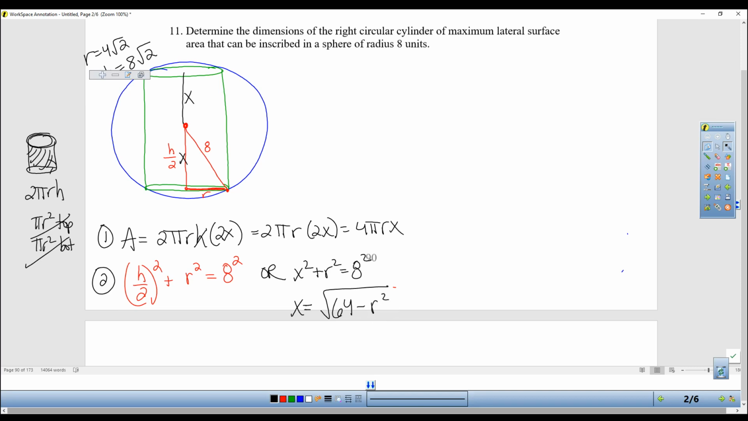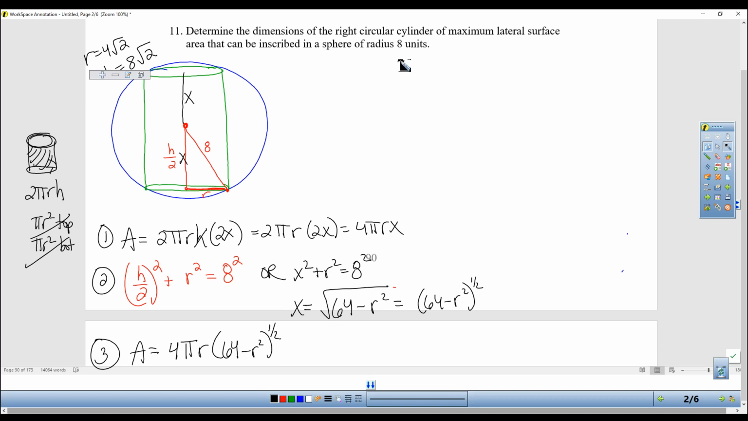Now the purpose of the constraint is to reduce the equation that you're trying to maximize or minimize to one variable. So I'm going to change it to 4 pi r x. Before I change that to x, I'm actually just going to do one more thing. 64 minus r squared to the 1/2, because we can't take a derivative with a square root. We need to change it to a fractional exponent.